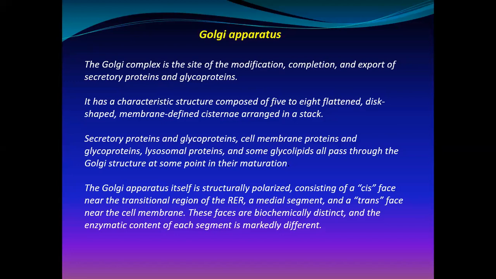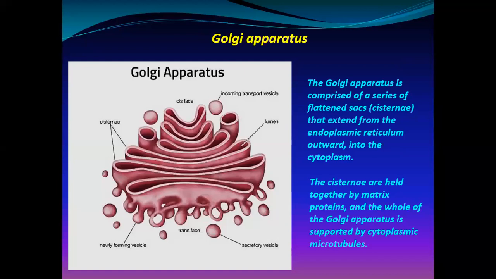The Golgi apparatus is structurally polarized. As I told you, there is a cis phase, and then there is a trans phase. Understand? So you can look at the structure of the Golgi apparatus in this picture, right? You can see the cisternae, 1, 2, 3, 4, 5, 6 cisternae. And then there is a trans phase, and there is a cis phase. And then you can see secretory vesicles. The budding out of the newly forming vesicles is there. This is the budding out of the newly formed vesicles.